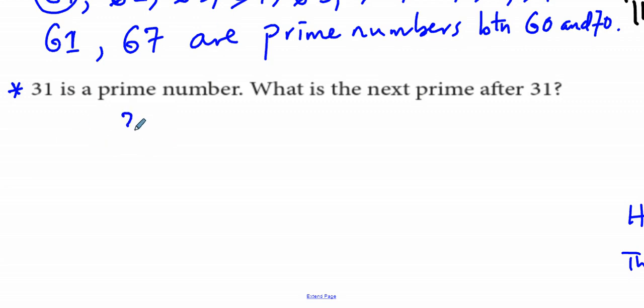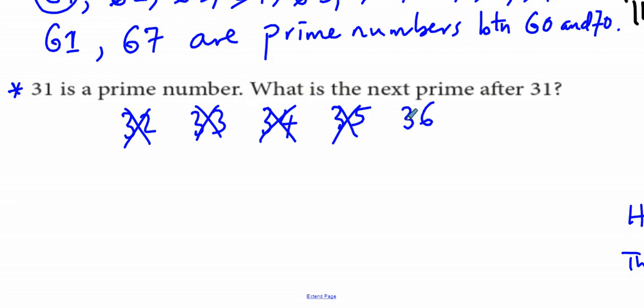After 31 comes 32. Now the question is, is 32 a prime number? Nope. After 32 comes 33. Is 33 a prime number? No, it's not a prime number. After 33 comes 34. Is 34 a prime number? No. How about 35? 35, no.